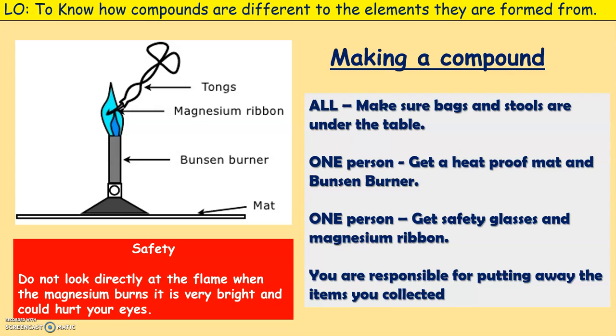Now, these are some rules as well. It is so important to make sure your bags and stools are under the table. One person gets a heat-proof mat and a Bunsen burner. It's also important to get safety glasses and a magnesium ribbon. You're responsible for putting away the items you've collected. Again, these are the rules you need to know when performing an experiment. The reason we're doing this is for safety reasons, to avoid injuries, and for your safety.